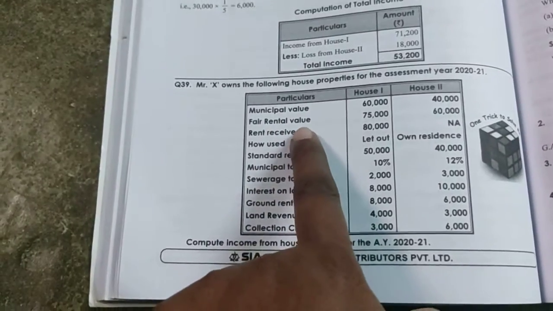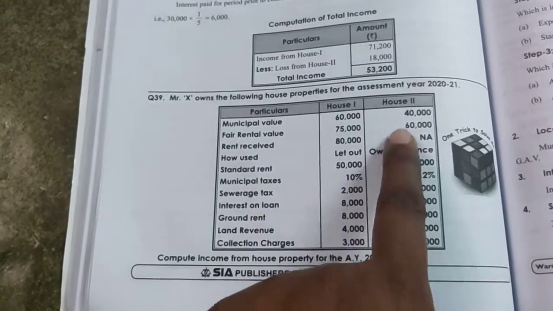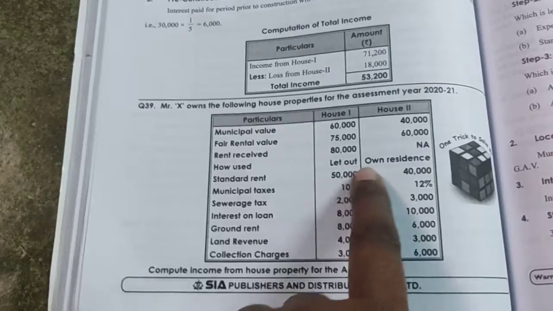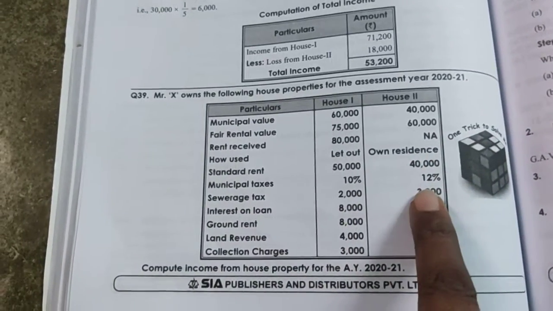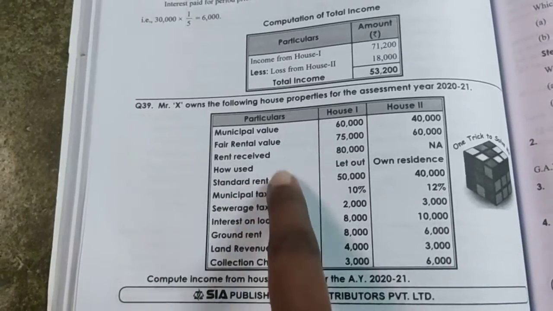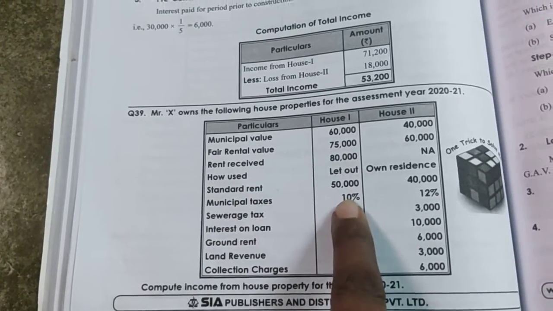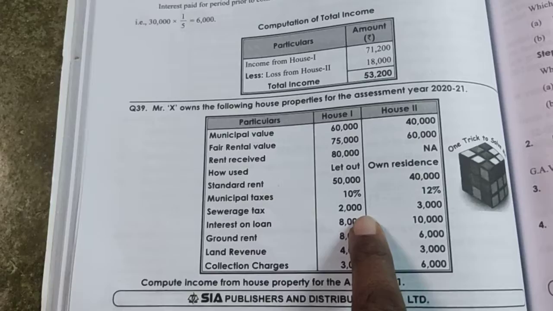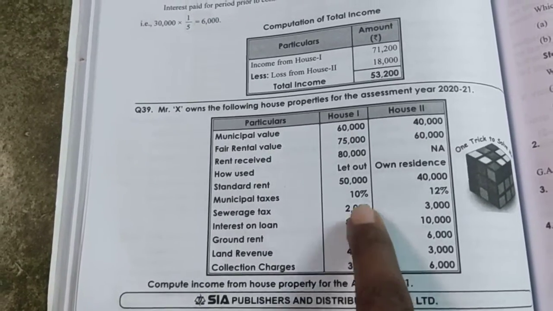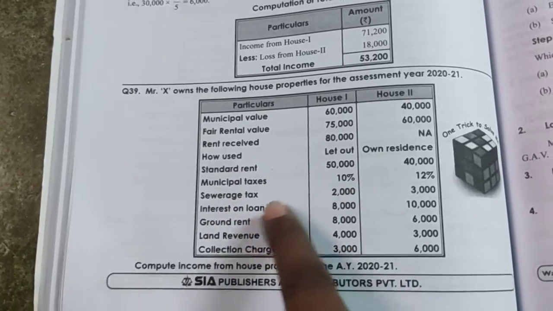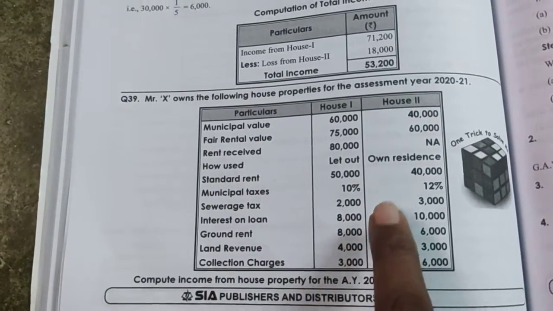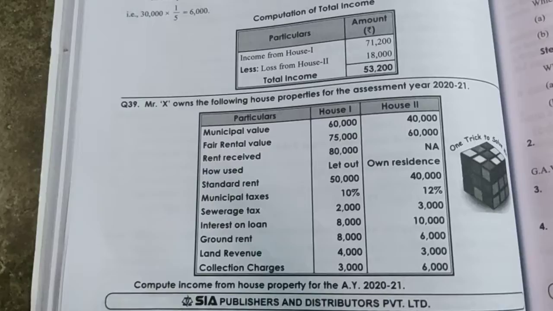Same, this question also. See, MRV, FRV, house 1 he has given and house 2 he has given. So house 1 is let out and house 2 is self-occupied. Own residence he has said, self-occupied it is. Okay. So here municipal taxes you have to deduct. Sewerage taxes also you have to deduct from GAV in case of house 1. Clear? So same like previous question.